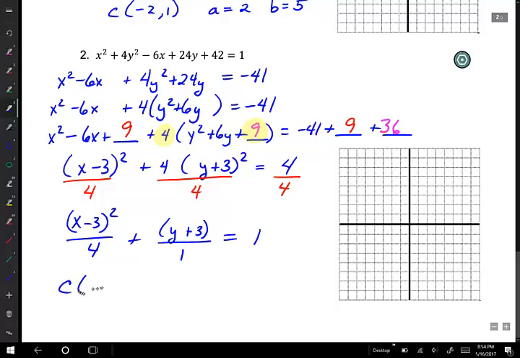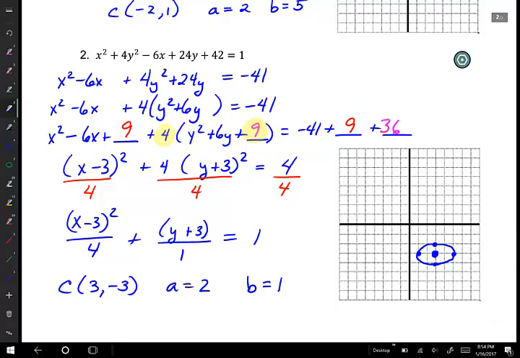So my center of my ellipse is 3 comma negative 3. My a value is 2. My b value is 1. So let's sketch this last one. 3, negative 3, an a value of 2 left and right, a b value of 1 up and down, and so we have a very small ellipse here. It's more wide than it is tall.